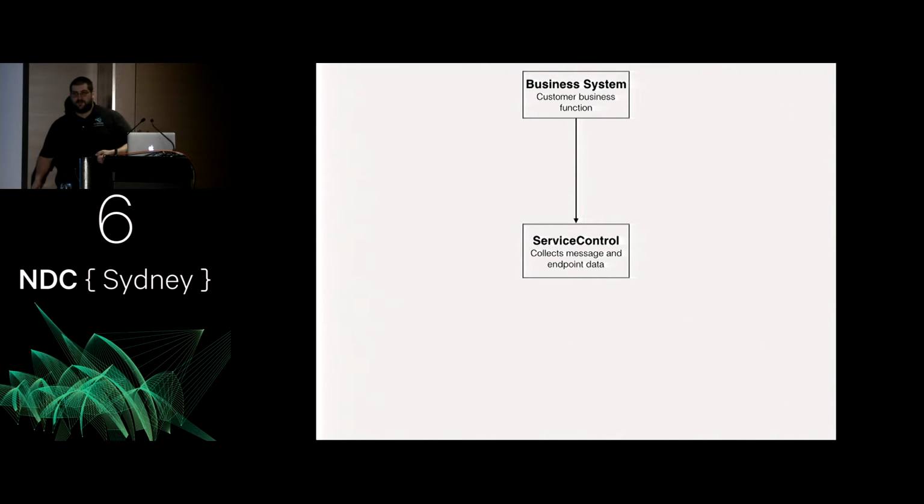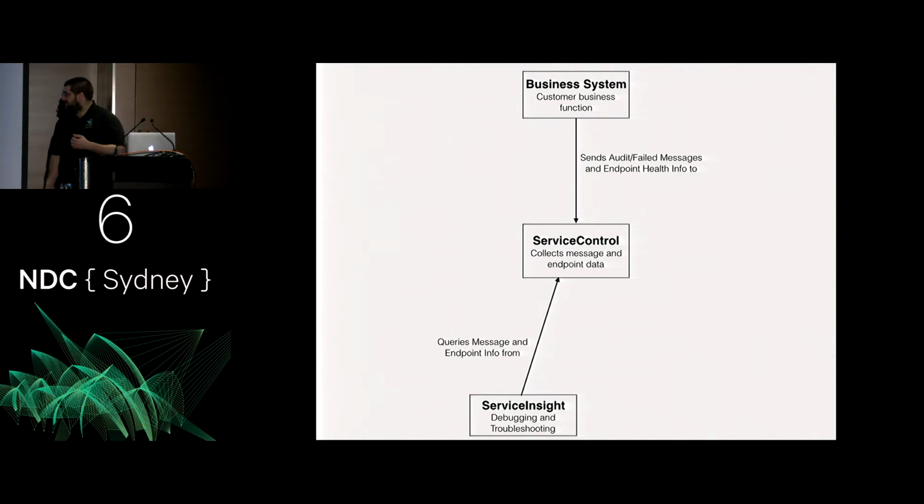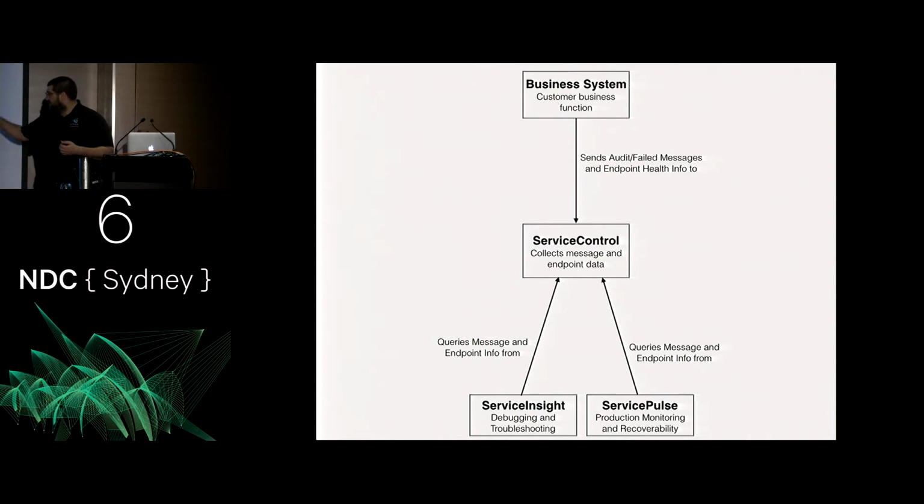So just like we want to put a descriptive label in each one of the boxes, you want to put one on the lines as well. So here we can see the business system is sending some kind of data down to Service Control. On the previous diagram, we had another couple of software systems. Service Insight is querying data from Service Control. Service Pulse is querying data from Service Control as well. So this is just showing software systems.